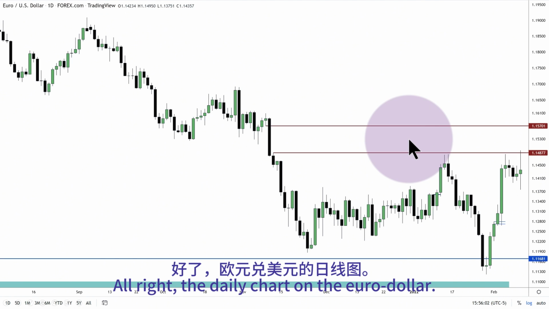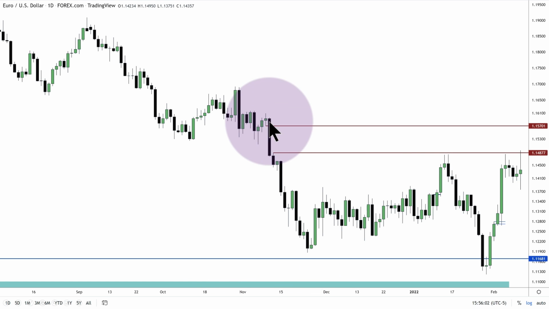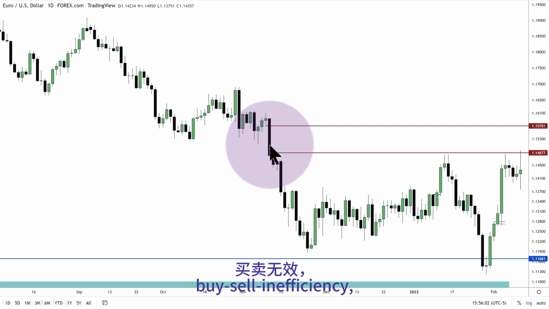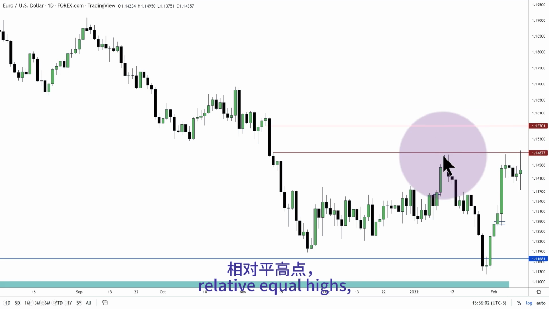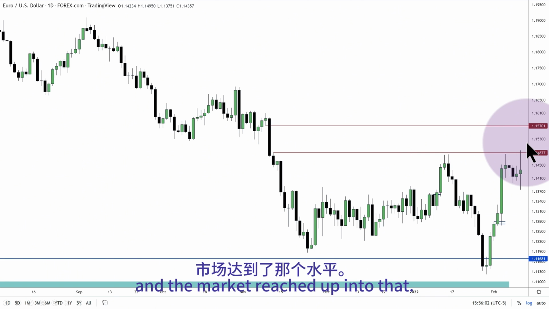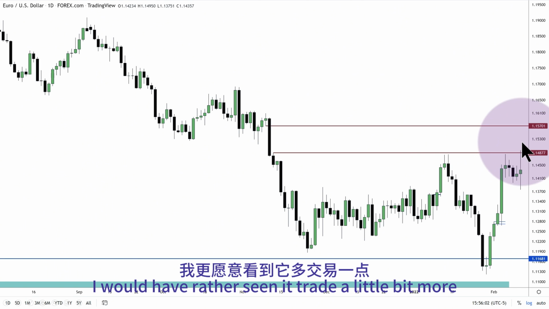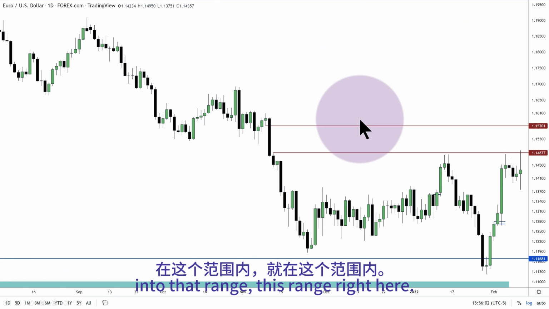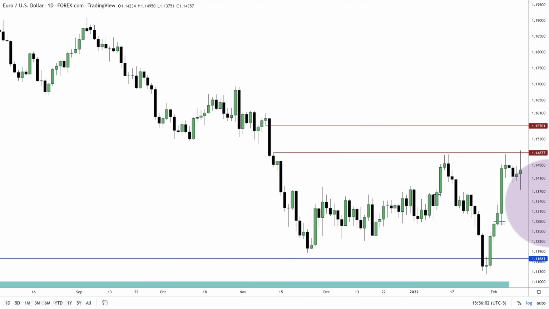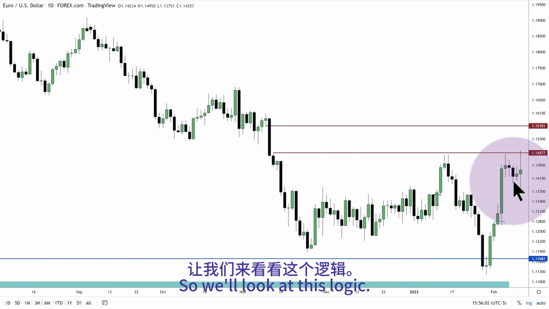All right, the daily chart on the euro dollar. We had a SIBI here, sell side imbalance, buy side inefficiency, relative equal highs, and the market reached up into that. I would have rather seen it trade a little bit more into this range right here. But hey, it is what it is. You can't force everything. So we'll look at this logic.